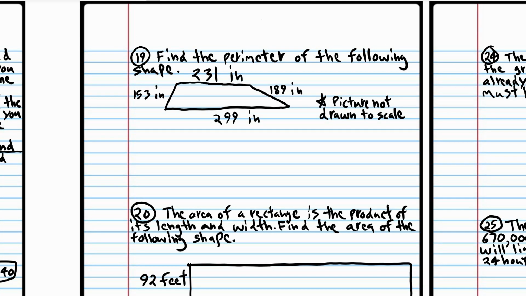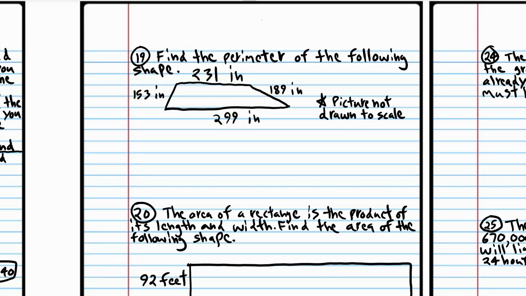Find the perimeter of the following shape. So notice I'm not telling you how to find the perimeter. I'm just saying find the perimeter. Remember, you have to know how to find the perimeter. You have to know what the perimeter is. If you remember what the perimeter is, pause the video and try this problem, and then when you're done, we'll come back and do it together. If you don't remember, the perimeter is just the sum of the lengths of all the sides of a shape. So you just add up all the numbers.